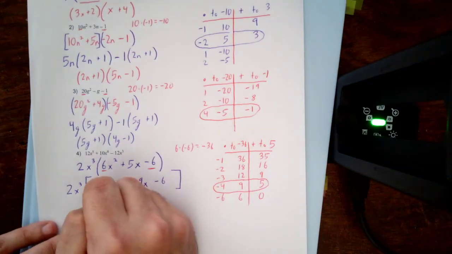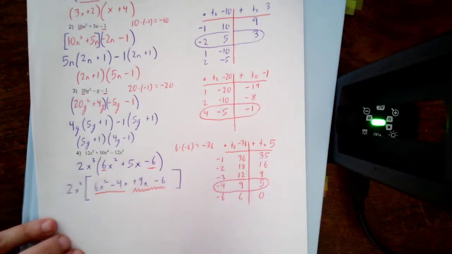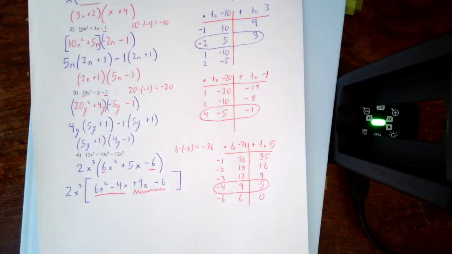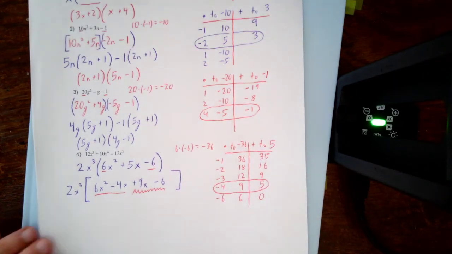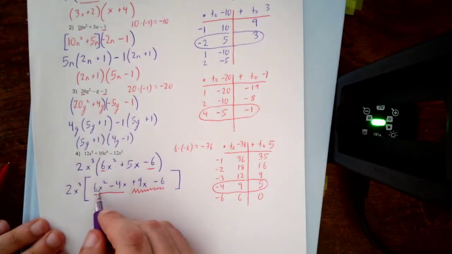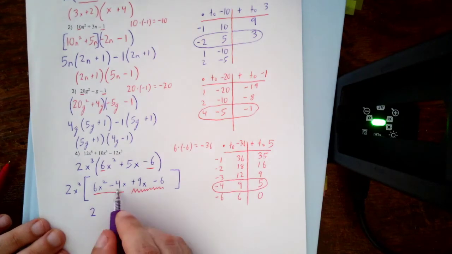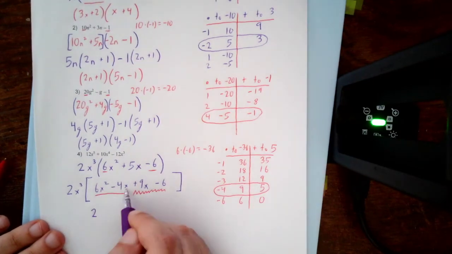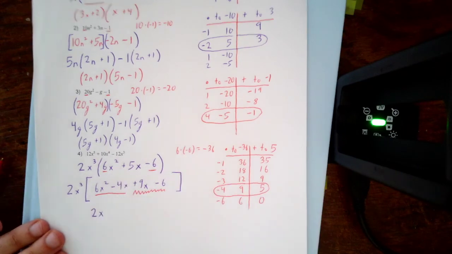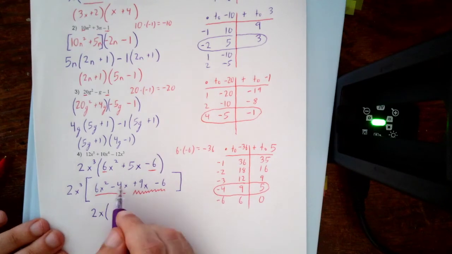And now my groups are this one and this one, right? Those are my two groups. 6x squared minus 4x is the first group. What do they share in common as a factor? Well, let's see. 6x squared minus 4x. 6 and 4 both divide by 2, right? And x squared and x share a common factor of x. So in my first group, 2x is the common factor.